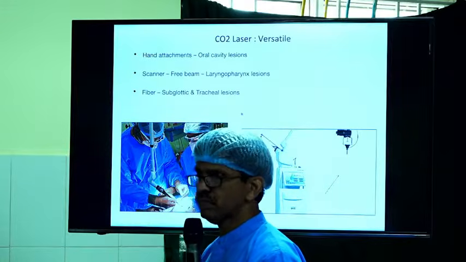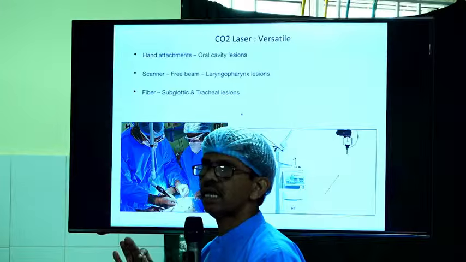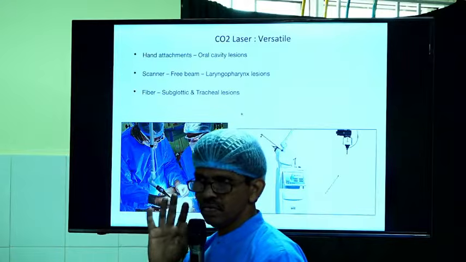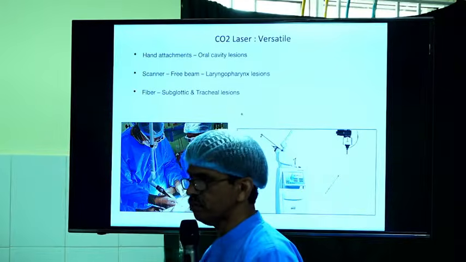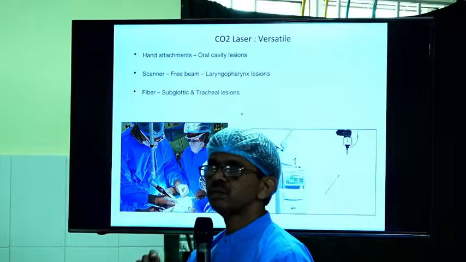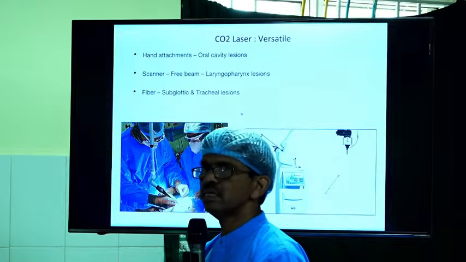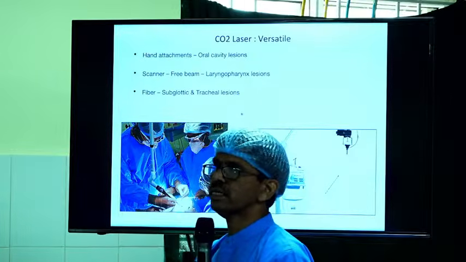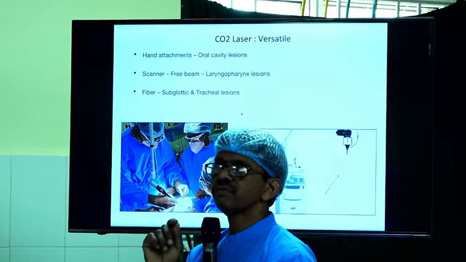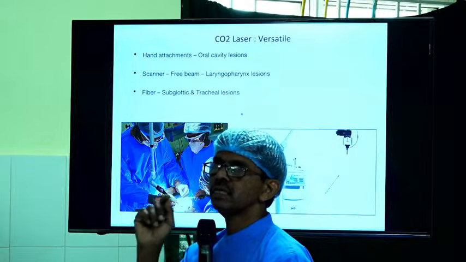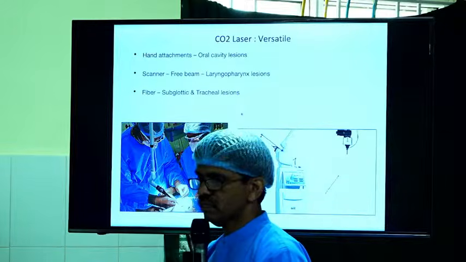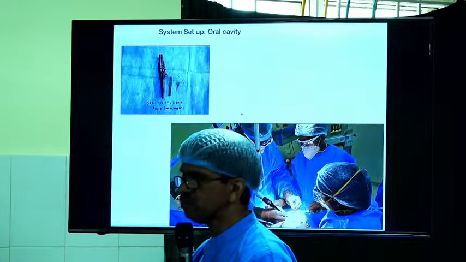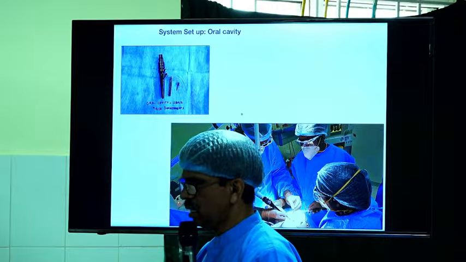And there is the free beam scanner mode, which is good especially for the laryngopharynx. The beam is passed through the laryngoscope and hits the surface of the tissue. Then there is the fiber mode, another mode for subglottic lesions and lesions on the trachea. You cannot use a free beam there, as it will not reach the subglottic region or the trachea. Fiber mode is the best for all subglottic and tracheal lesions.